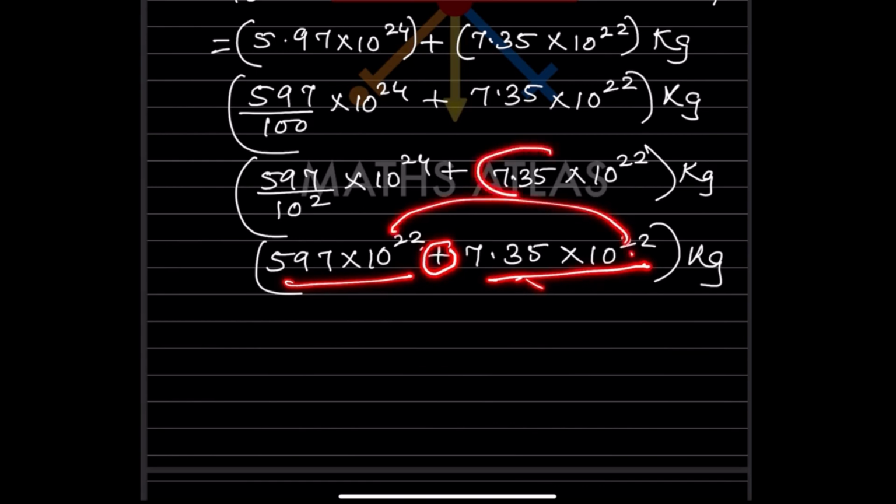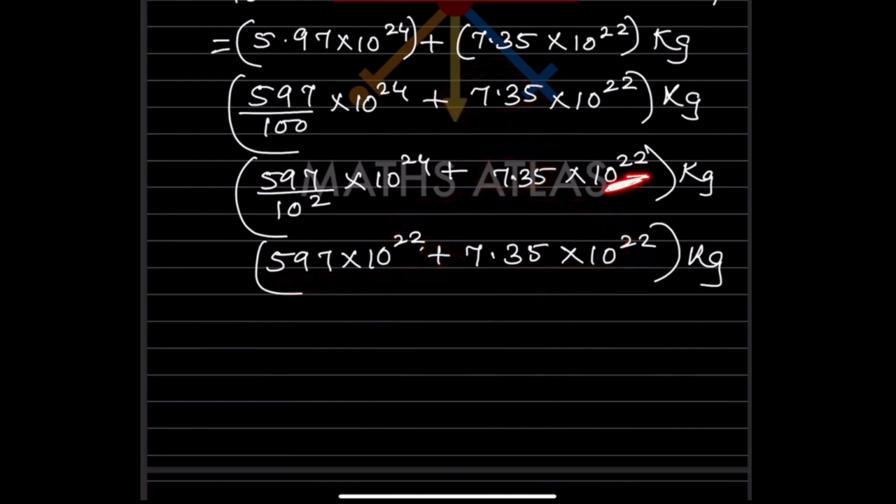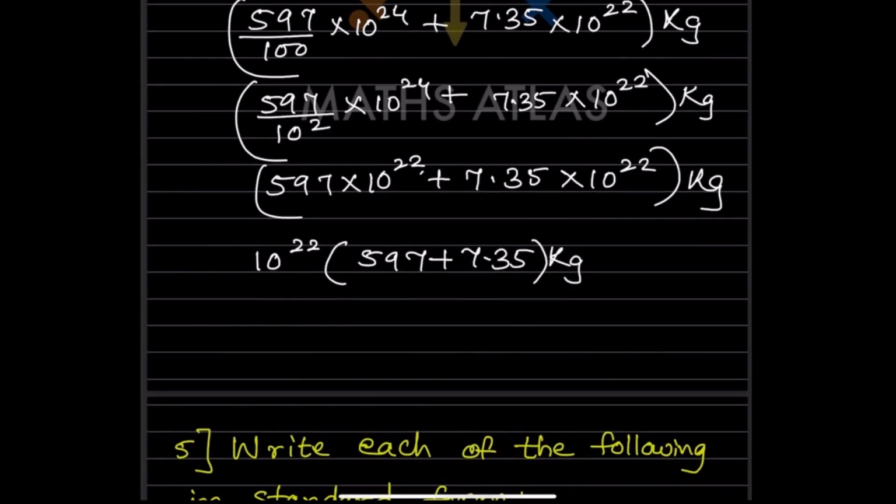So I just changed this one, instead of writing that 100. Because here we have 10 raised to 22, and if that was 100 it would have been 10 raised to 20. So this is to avoid the calculations. Now see here, 597 plus 7.35. Now this is easy to calculate. So we can write this as 10 raised to 22, and 597 plus 7 is going to be 604, 604.35.